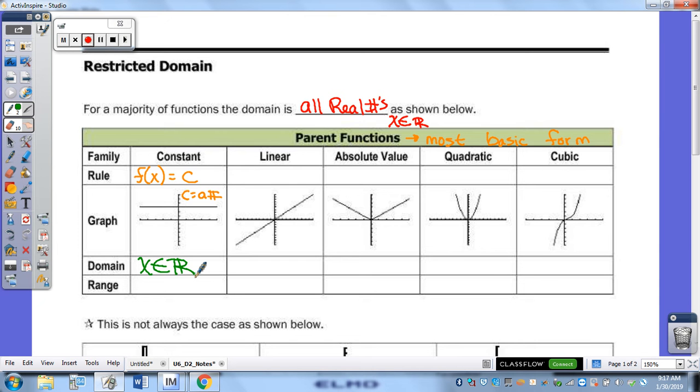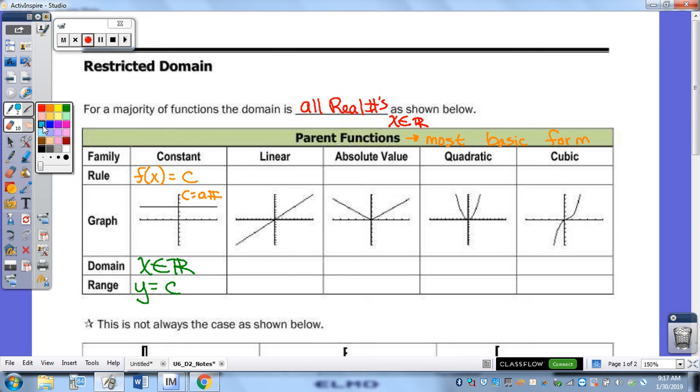So your domain for your constant is just x is an element of the reals. It's every single number, as I said. Your range, however, is just y = c. Whatever that constant value is, that is what your range is. And it's that same number for every single point on that graph. So y = c is your range for that one.